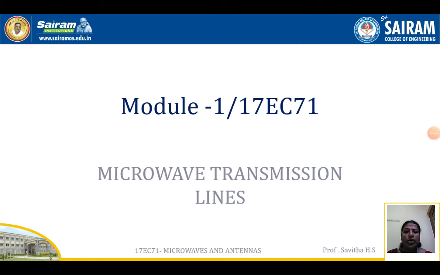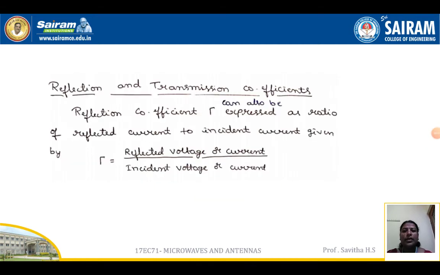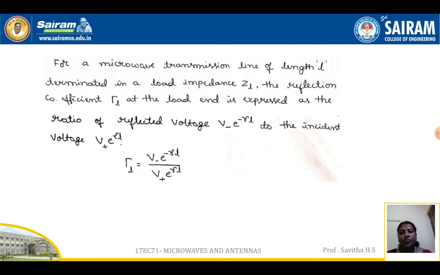Continue this module 1, microwave transmission lines. In this, two more formulas we need to derive, that is reflection and transmission coefficients. So here first we'll take the reflection. The reflection coefficient, denoted by tau, can also be expressed as a ratio of reflected voltage or current divided by incident voltage or current. So reflection coefficient is nothing but reflected voltage or current divided by incident voltage or current.